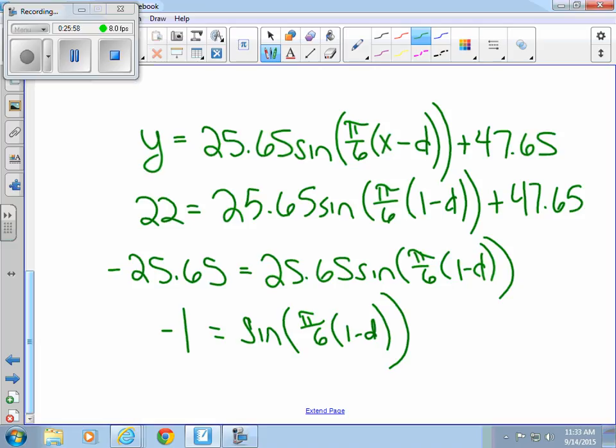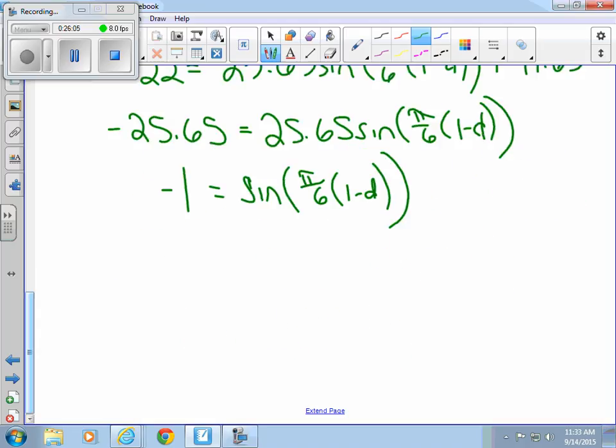How do you undo things? Inverse. So you take sine inverse of -1 in your calculator. It tells you -pi over 2. Is that equivalent? Yes. If you had said 3 pi over 2, would you be right? Yep. Either way works.